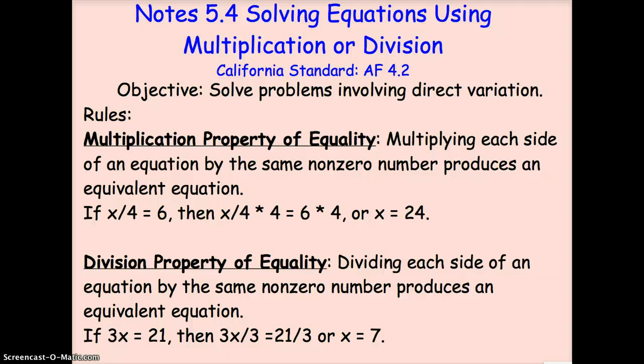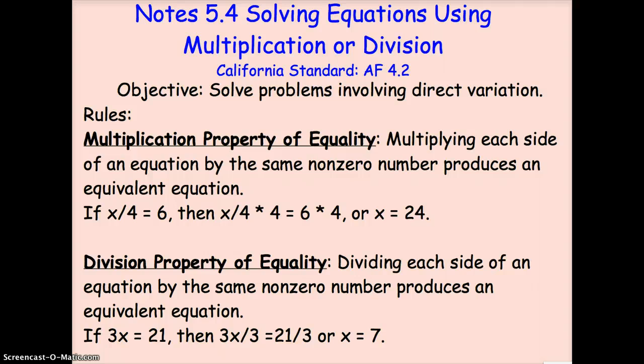First, we have the multiplication property of equality, which is just like the addition and subtraction properties of equality, which just say that you can do the inverse operation, you can do the opposite. So if you see division, you can multiply each side of an equation by the same non-zero number, and it will produce an equivalent equation. So if I were to multiply both sides by 4, I'll still have an equivalent equation.